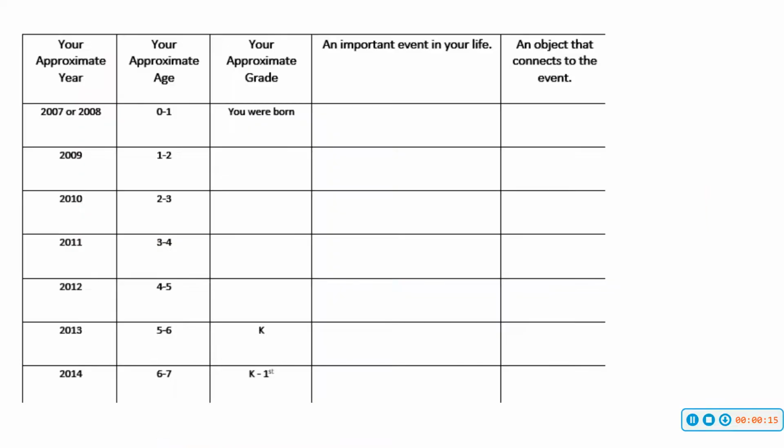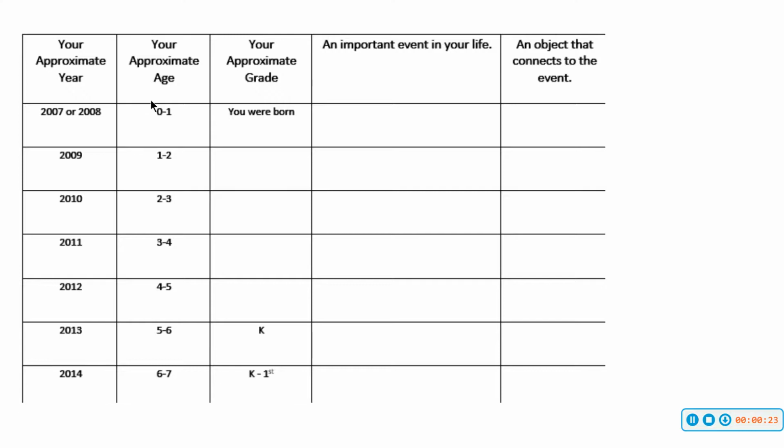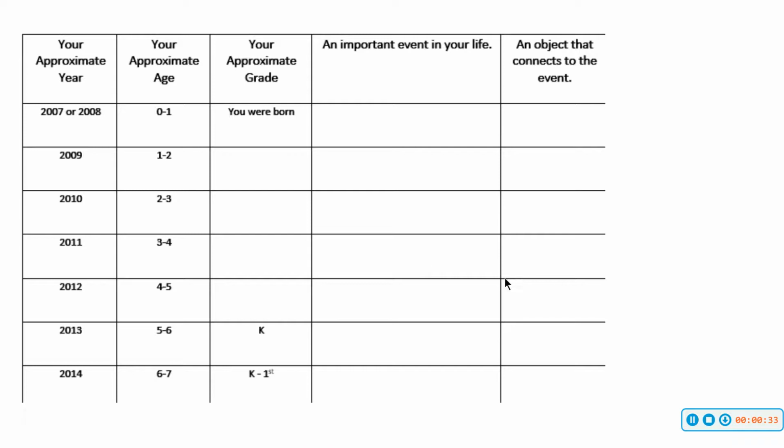You should have your planning sheet, and on one side of it will have a grid where there'll be dates and then your approximate age and approximate grade. And next to that is where you're going to write in events that happen in your life that you thought were important. And next to that would be a place you'd write the object that connects to that event.